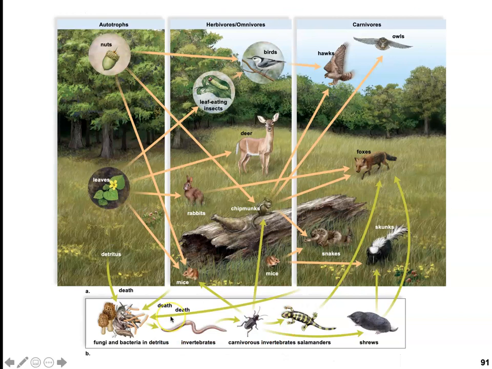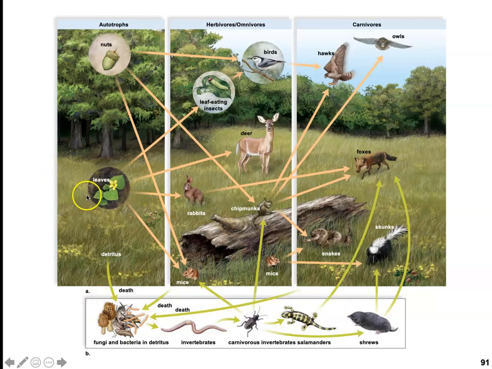So here's another way that we can look at energy flow. We can look at energy flow through a food web. This is going to represent the interconnecting paths of energy flow within an ecosystem. It's also going to describe the different trophic levels, or the different feeding relationships between the organisms here.